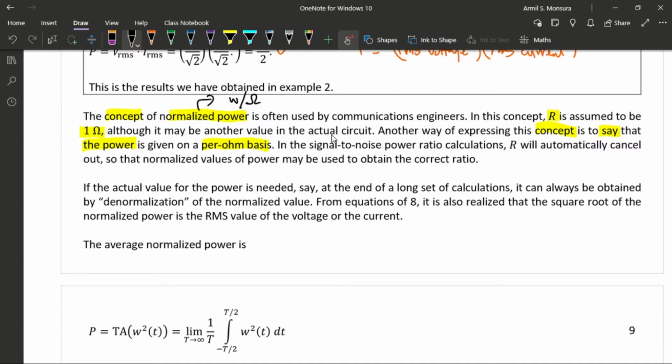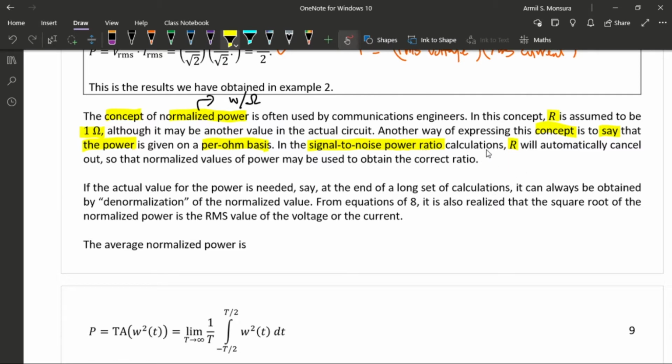Okay? So, one quantity that often uses this concept of normalized power is the signal to noise power ratio. In the definition of SNR, or signal to noise power ratio, normally, when we look at the power that your signal dissipates on the load R, and the power that the noise dissipates on the load R.